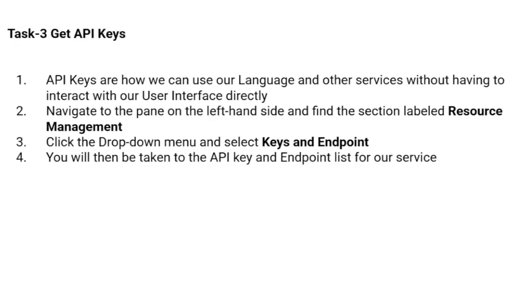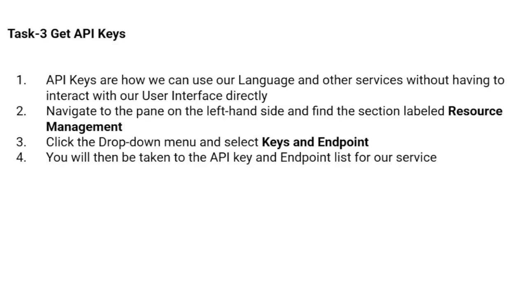Task 3, get API keys. API keys are how we can use our language and other services without having to interact with our user interface directly. Navigate to the pane on the left-hand side and find the section labeled Resource Management for this particular service, and then we will see a drop-down menu and select Keys and Endpoint.